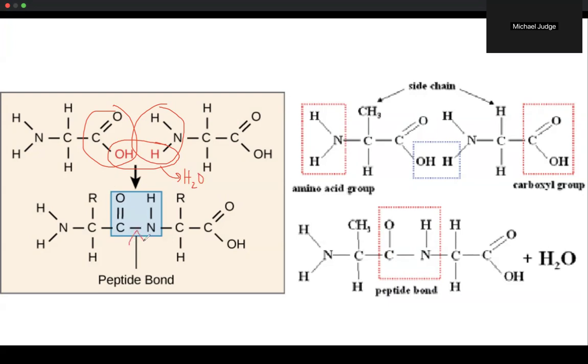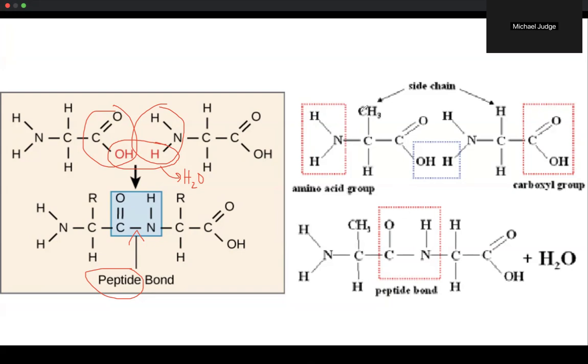When dehydration synthesis occurs, it creates a bond between amino acids that is called a peptide bond. And if you have multiple peptide bonds, you've got lots of amino acids linked together in a row. That's called a polypeptide, which is another way of saying protein, essentially.